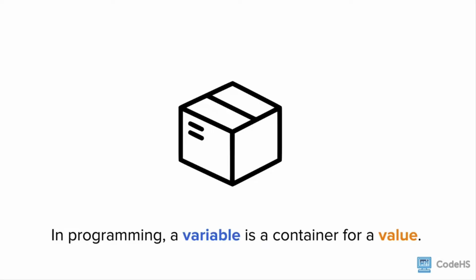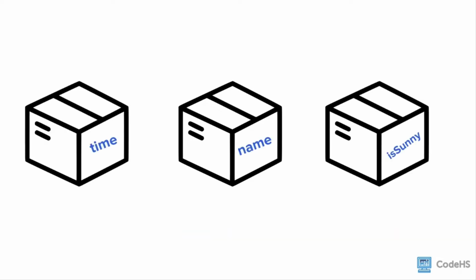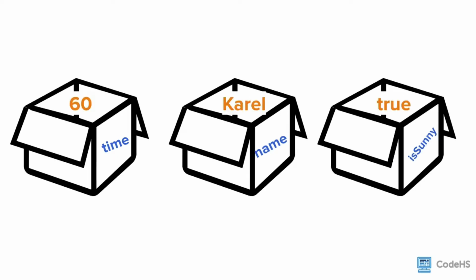In programming, a variable is a container for a value. You can think of a variable as a box. Each box has a unique label called the variable name. In this example, we have 3 variables or boxes named time, name, and isSunny. We can then store a value in each box. Here, the time box contains the value of 60, the name box contains the value of Carol, and the isSunny box contains the value of true.